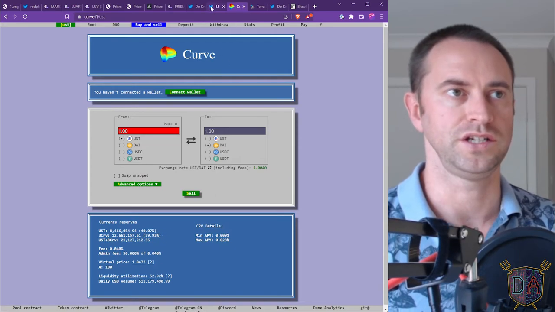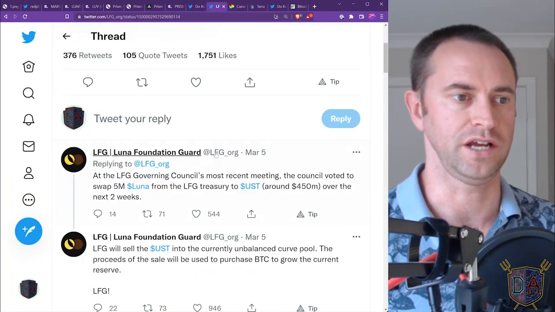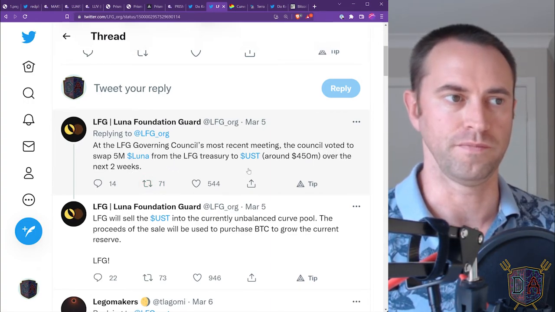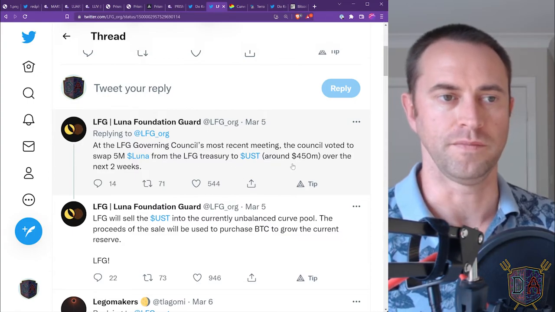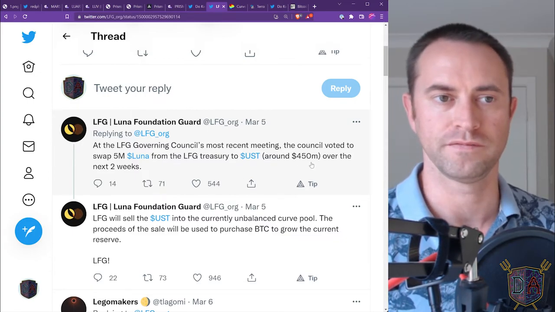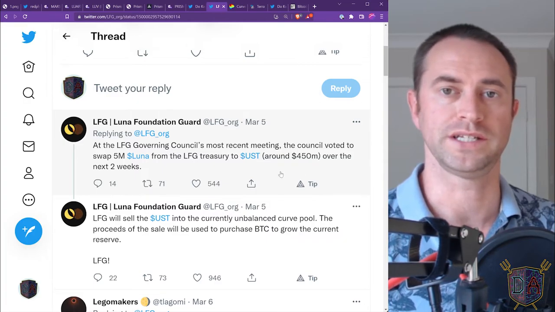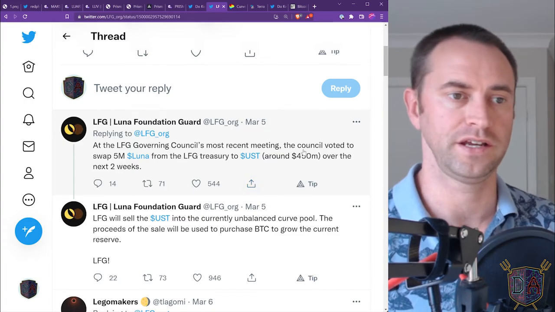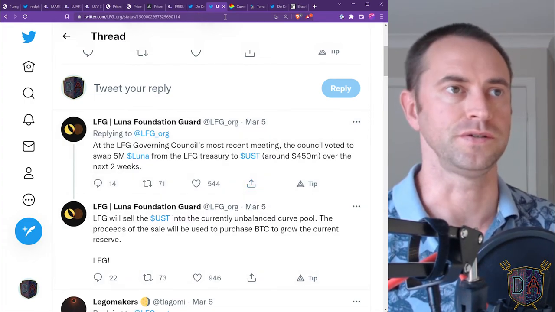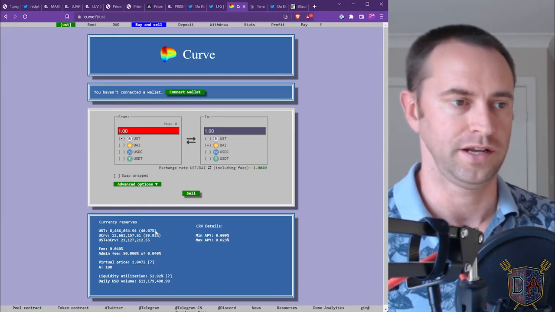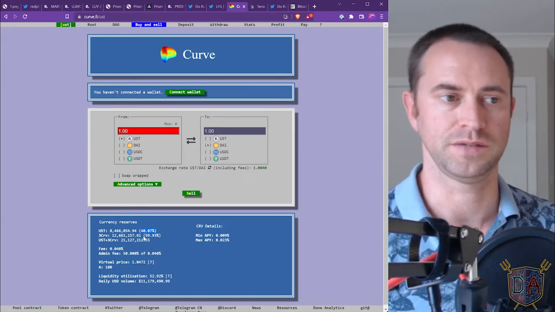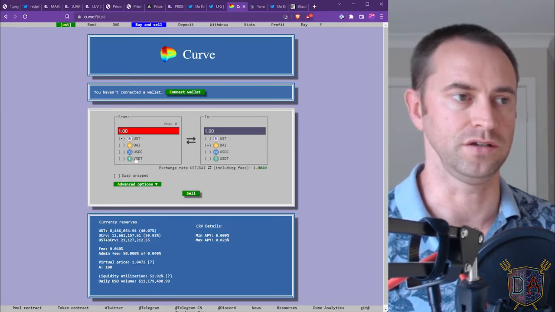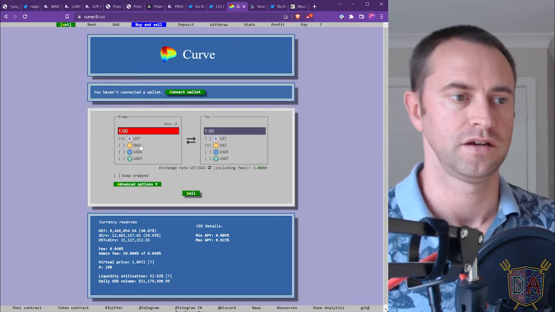So the ingenious thing here with what the Luna Foundation Guard is going to do, looks like they're going to burn 5 million Luna, basically minting $450 million worth of UST, as they did recently a few weeks ago. They're doing it again. And then they're going to be getting that UST and pumping it into this curve pool. Now, because there's less UST in this pool, they'll actually get positive slippage, which means they'll be buying up these other US stable coins at a discount.